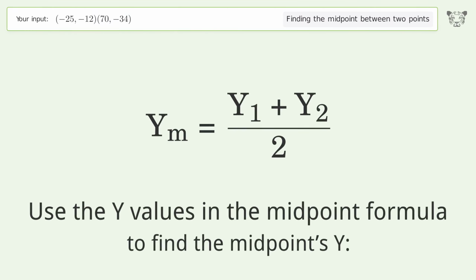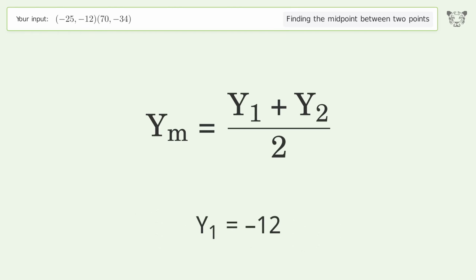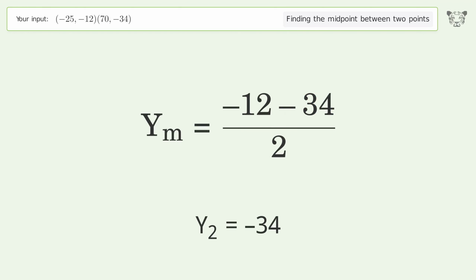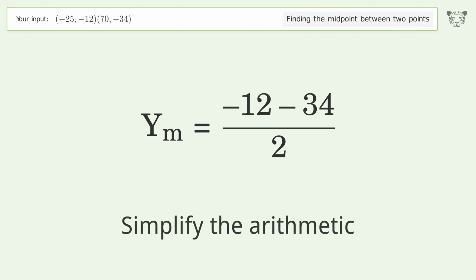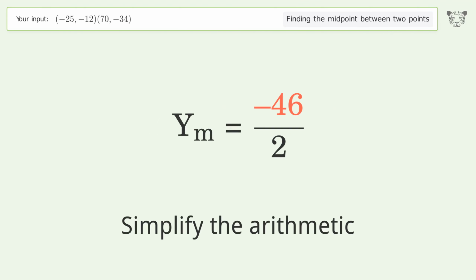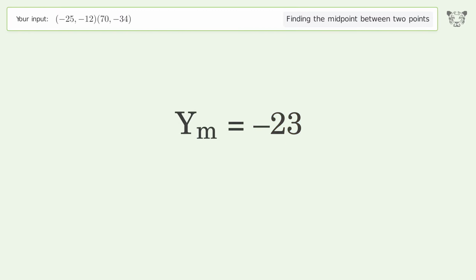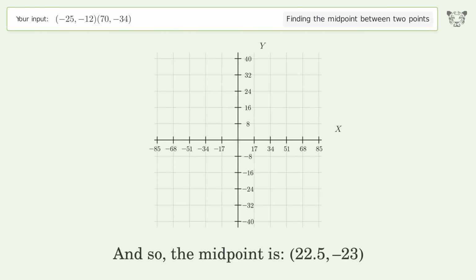Use the y values in the midpoint formula to find the midpoint's y. y1 equals negative 12. y2 equals negative 34. Simplify the arithmetic. And so, the midpoint is 22.5, negative 23.